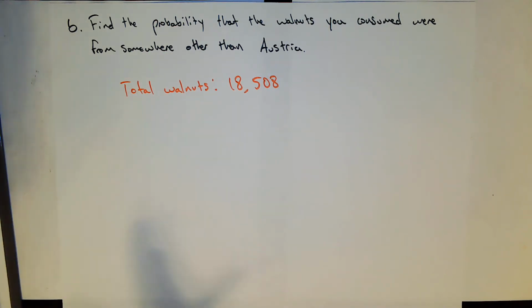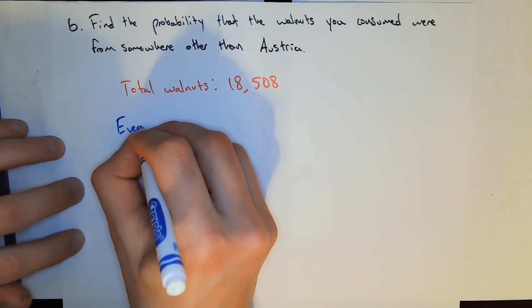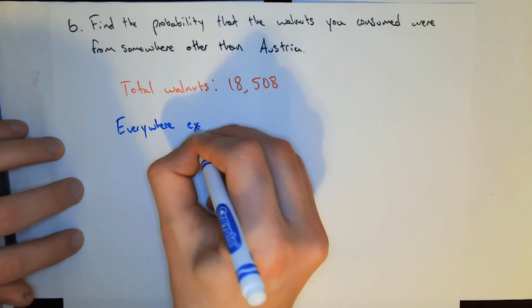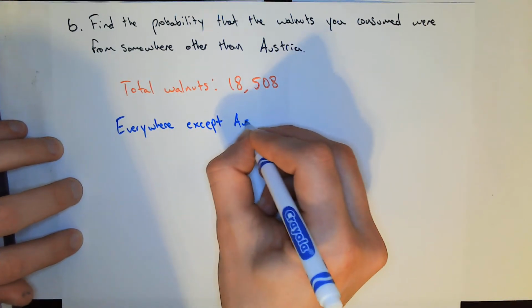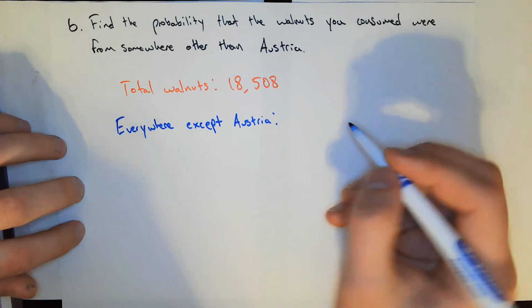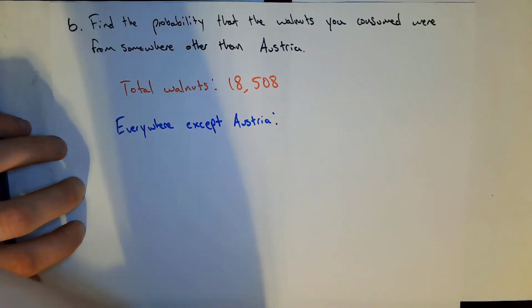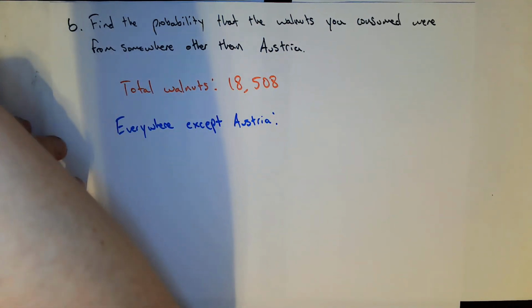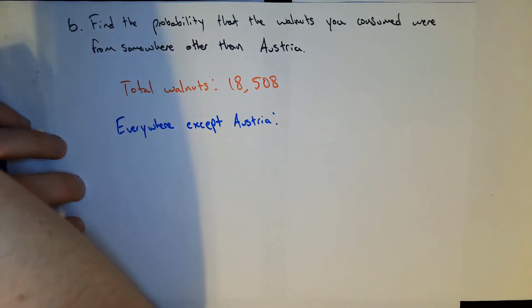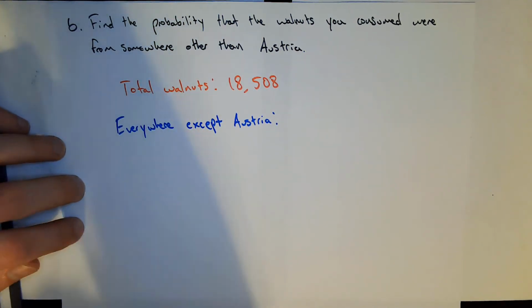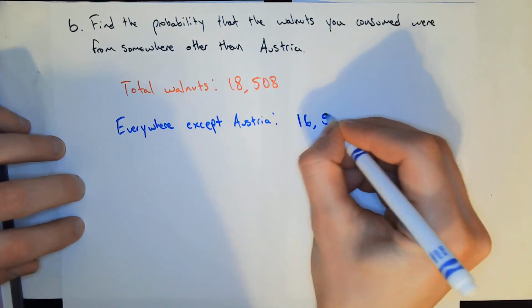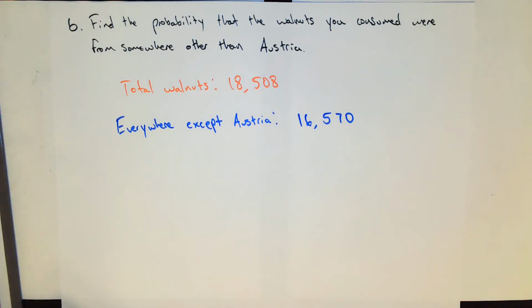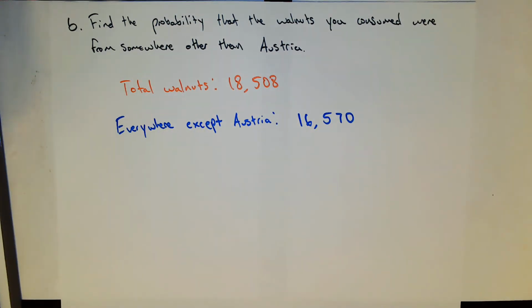So that's all of the places except for Austria. So everywhere except Austria. So that would be, if I calculated that, minus, so I'm just subtracting out the Austrian nuts. That's one way to do it. And I'm getting 16,570. So just the most straightforward way to do it is to add up all of the walnuts except the ones from Austria.